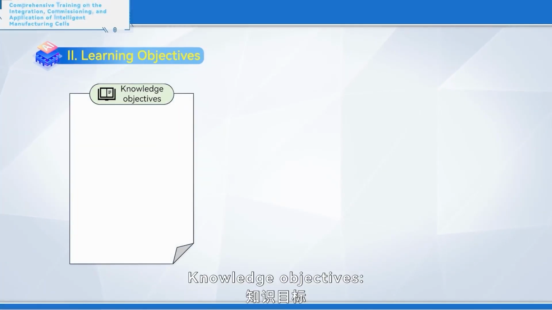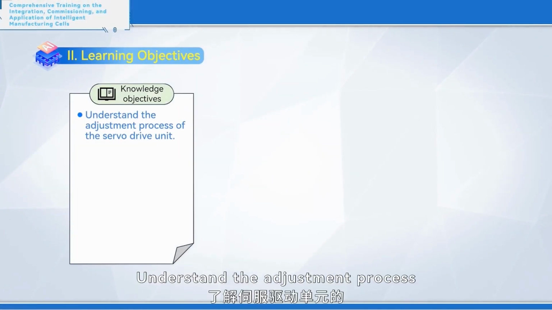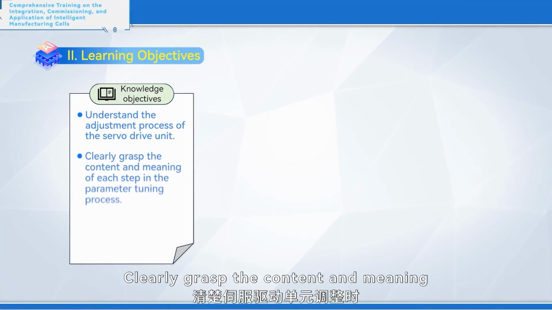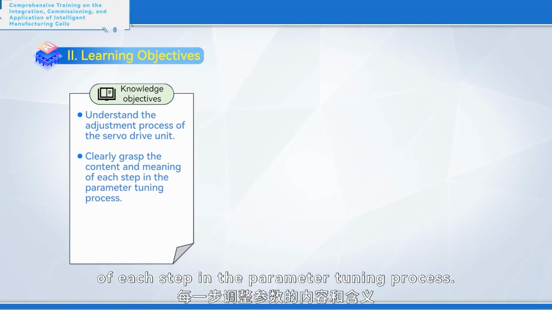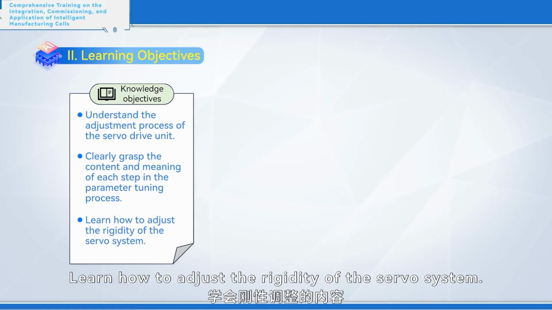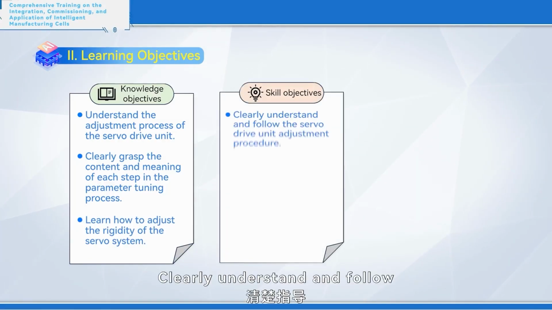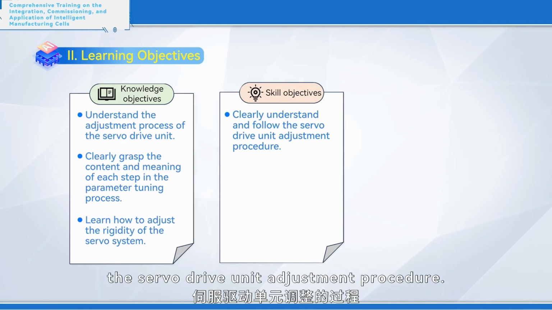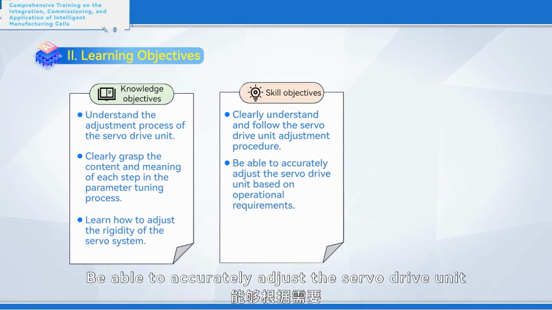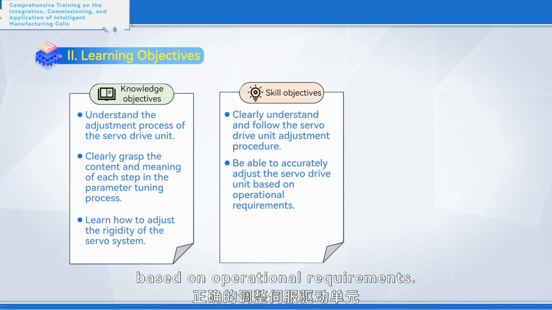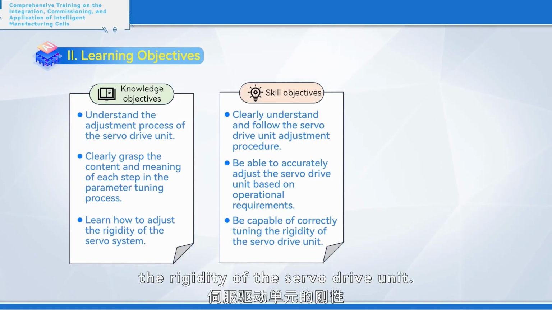2. Learning objectives. Knowledge objectives. Understand the adjustment process of the servo drive unit. Clearly grasp the content and meaning of each step in the parameter tuning process. Learn how to adjust the rigidity of the servo system. Skill objectives. Clearly understand and follow the servo drive unit adjustment procedure. Be able to accurately adjust the servo drive unit based on operational requirements. Be capable of correctly tuning the rigidity of the servo drive unit.